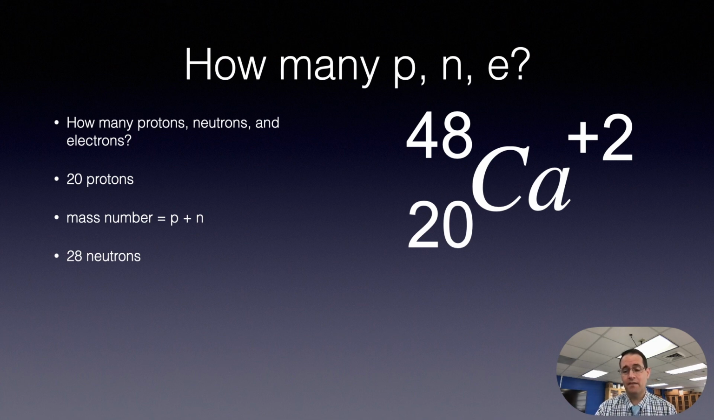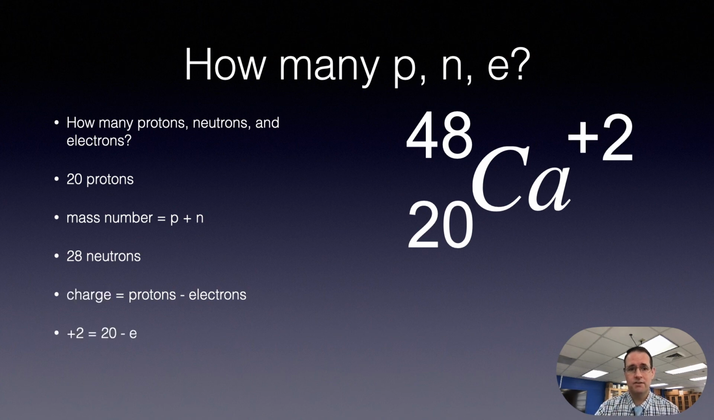Now we have to think about the charge. Once again, we have the charge indicated here in this nuclear symbol, +2, right? And that's equal to protons minus electrons. We know there are 20 protons. We don't know how many electrons there are. So just in your mind, think about this. 20 minus 20 would be 0. That's not right. 20 minus 22, oh, that's -2. So it'd be 20 minus 18. Yes, 20 minus 18 is +2. So the answer is going to be 18 electrons, okay?